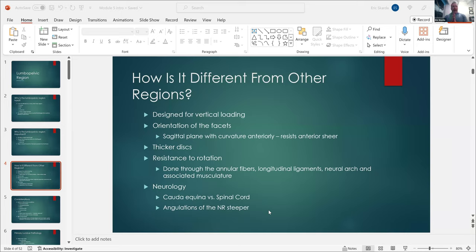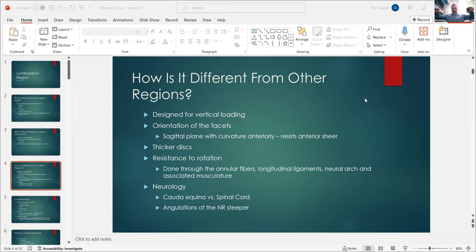So we talked about it in, or at least we should have been talking about it in module one, but I know we talked about it when I was there for module three. If we have more than one level in the cervical spine affected, as far as neurological deficits go, that's a red flag, right? More than one. But in the lumbar spine, if we have three or more, that's a red flag. And it's due to the angulation of the nerve roots.